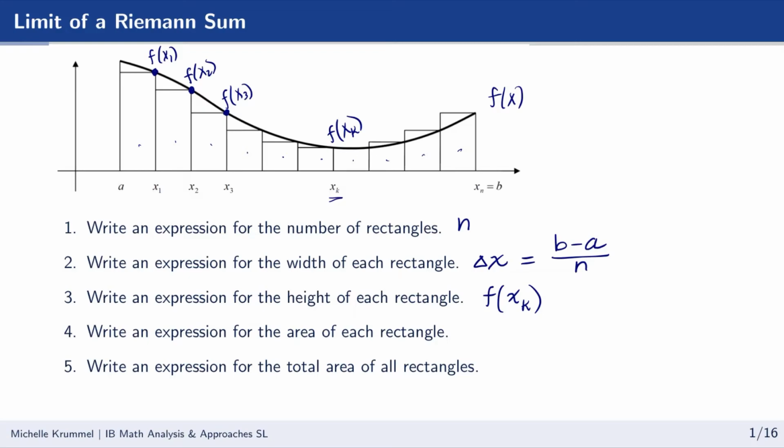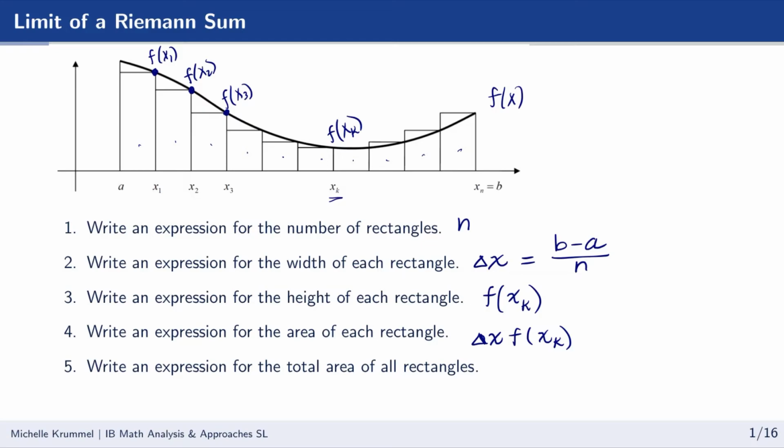Its width is the width of the subinterval, or as we said, the delta x. And then the height is the f of x sub k. So this would represent the area of each rectangle.